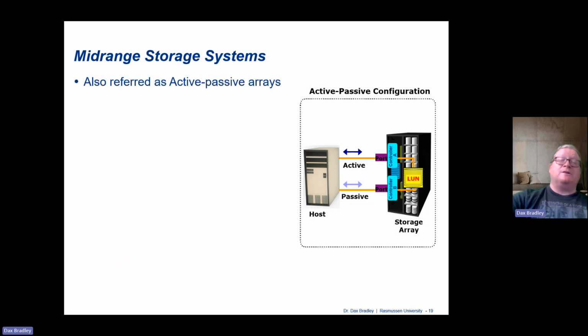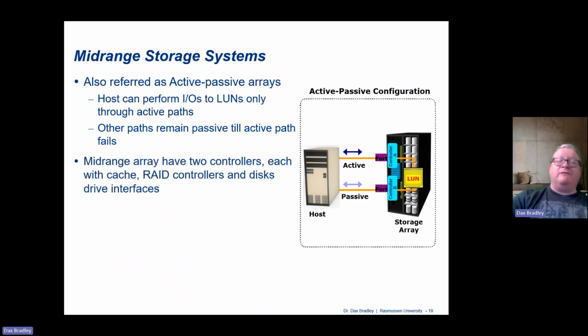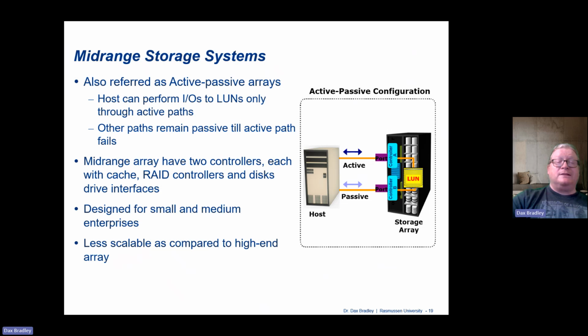Mid-range storage systems are also referred to as active-passive arrays. The host can perform IOs to LUNs only through the active path. The other path remains passive until the active fails. Mid-range arrays have two controllers, each with cache memory, RAID controllers, and disk drive interfaces. They're designed for small and medium enterprises. They are less scalable compared to the high-end array, but for a small to mid-range company, that's not as important.